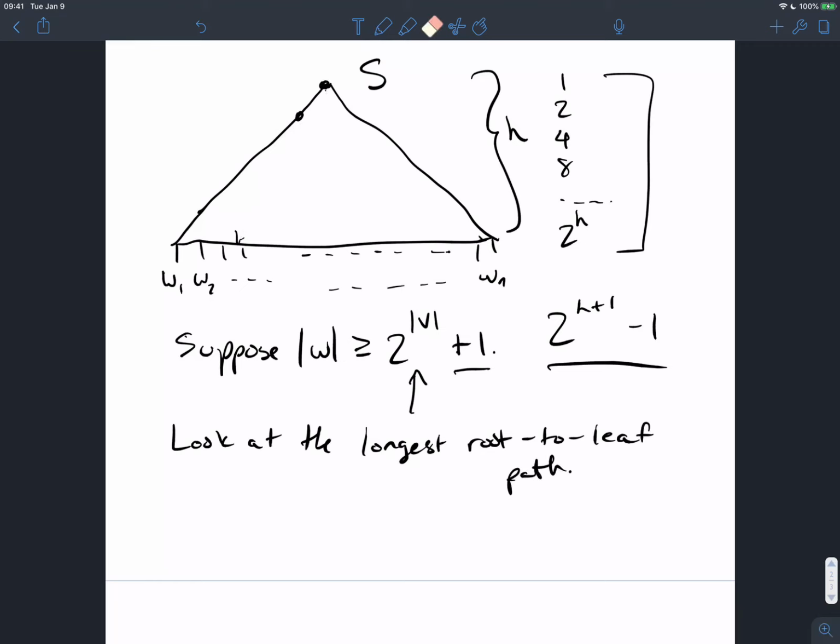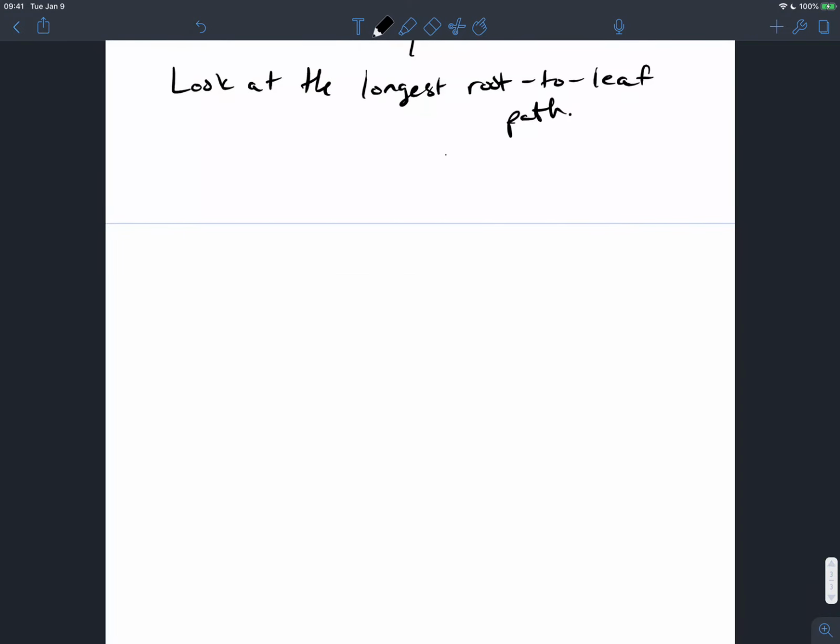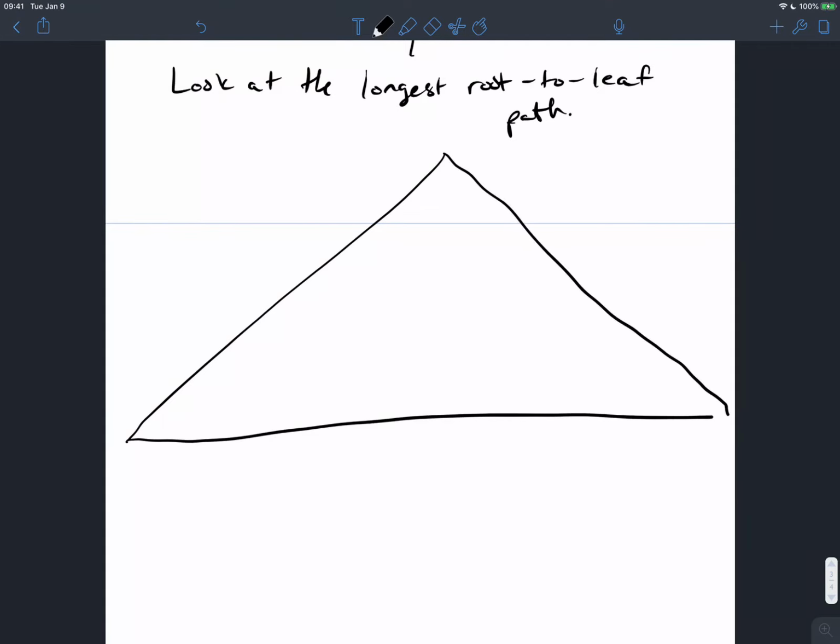Let's suppose, actually I'm going to remake the tree to be a little bigger, because I'm going to need some room for this. So S is up here. And let's say that we looked at the longest root to leaf path, which is this one. It may not actually be in the middle. It may be off to the side, but let's just imagine that it's in the middle for now.